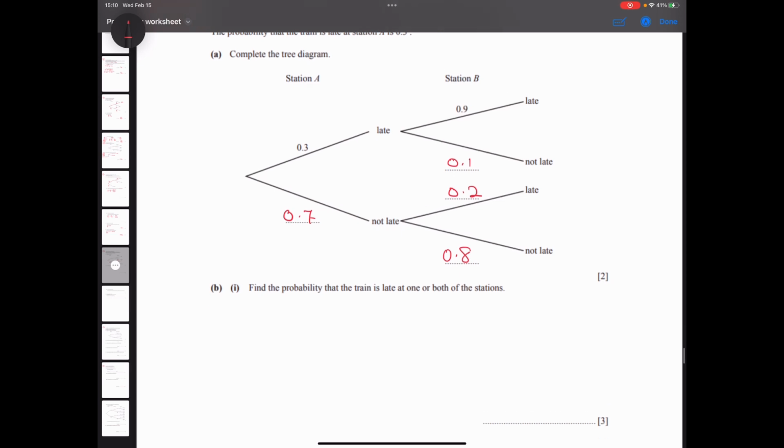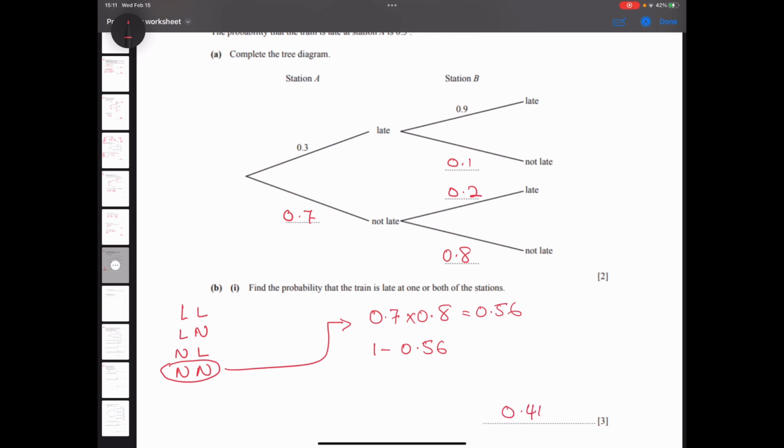Then find the probability that the train is late at one or both stations. Late at one or both stations. So late at both stations, late at one station, not late and late, not late, not late. So that's the thing that I don't want again. So what I'm going to do is not late and not late, which is 0.7 times 0.8, 0.56. 1 minus 0.56 is going to be 0.44.